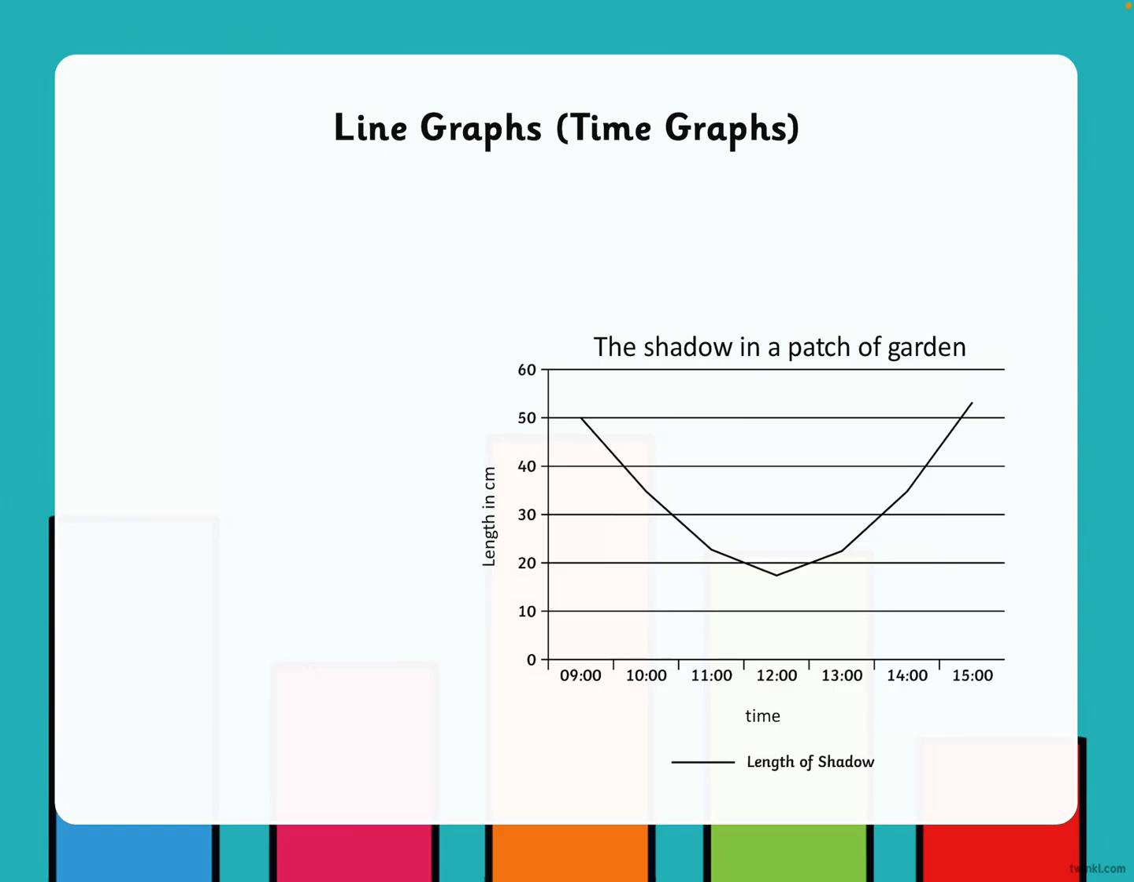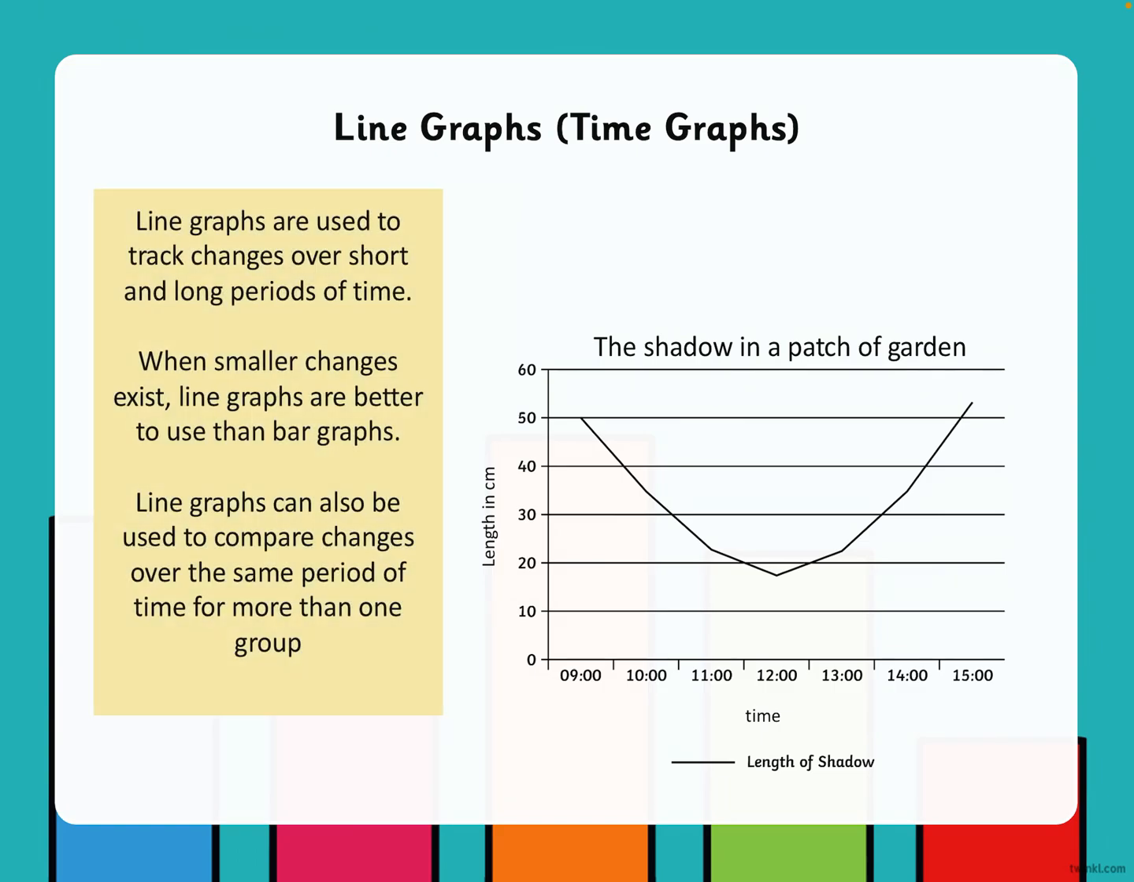So let's move on to line graphs. Now, line graphs are used to show data over a period of time, over short and long periods of time. When smaller changes exist, line graphs are better to use than bar graphs because some bar graphs may look like they are at pretty much the same height when there's quite a tiny difference, and line graphs show that a bit clearer.